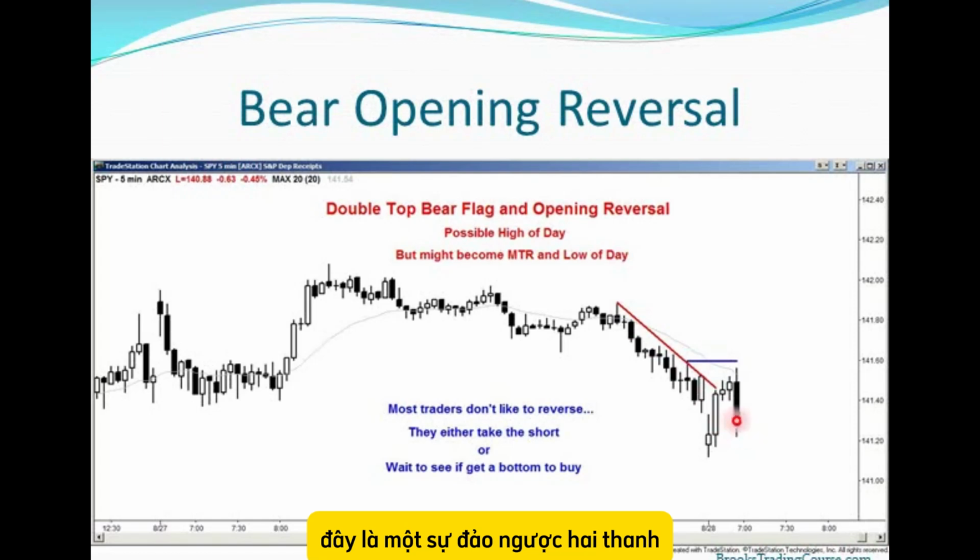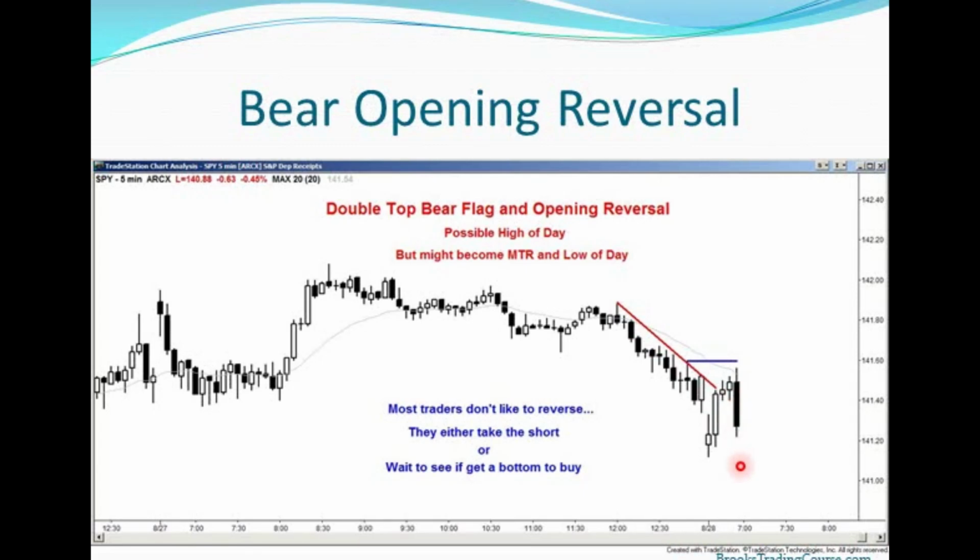This is a 2-bar reversal. It does not matter that the 2 bars are not adjacent. It does not matter that there are bars in between. This is effectively a 2-bar reversal, and it's a reversal down, so we probably are going to go lower.